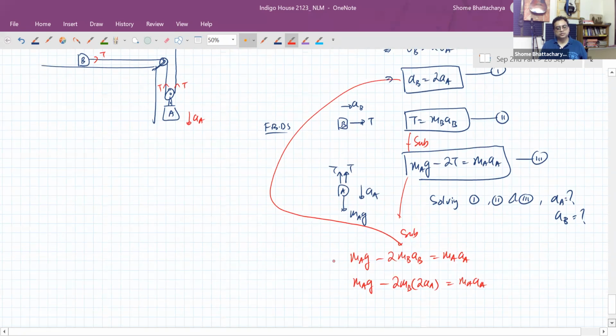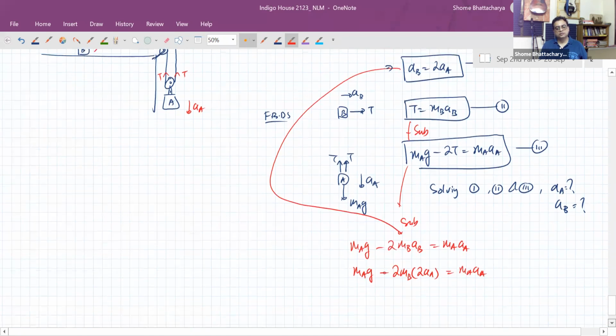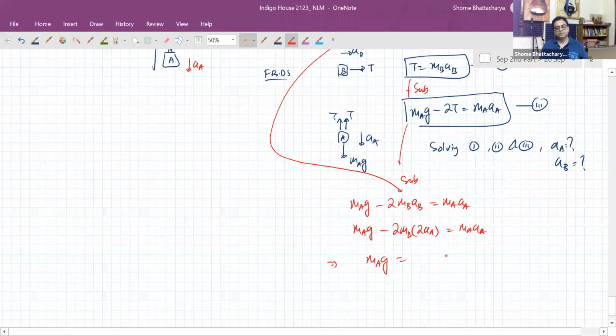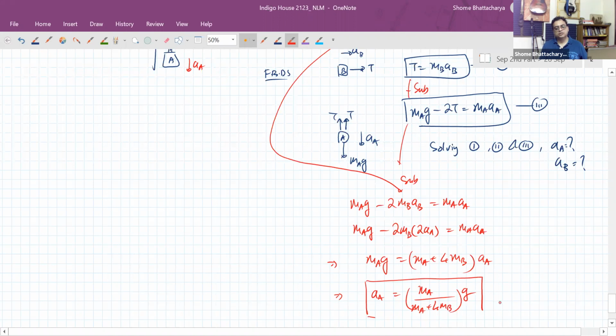Further, this equation becomes mg for A is equal to (mA plus 4 mB) into acceleration of A, when we carry this to that side. So acceleration of A will get a value of this much. Whatever the masses are, we can substitute and get values. And acceleration of B is obviously double the acceleration of A. So once we get that, we can solve this.